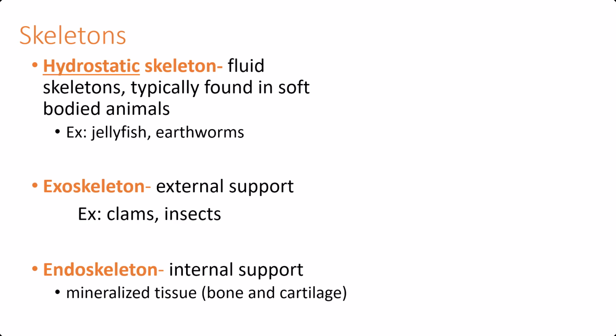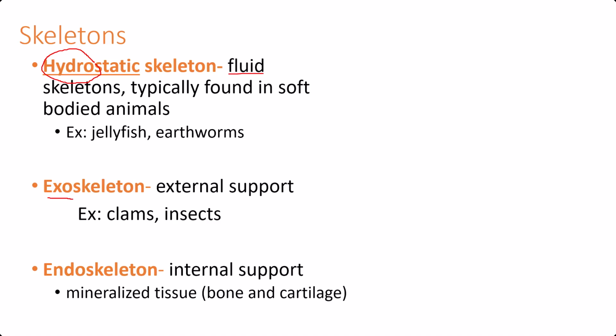So other terms that we can use to talk about differences in animals would be their skeletons. A hydrostatic skeleton, hydro is talking about water, so these are fluid-based skeletons. They are found in soft-bodied animals. Many animals have hydrostatic skeletons, like jellyfish and earthworms. There are actually multiple groups of worms, and they would all have hydrostatic skeletons.